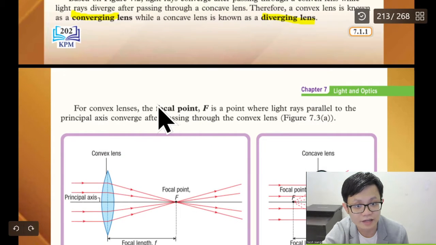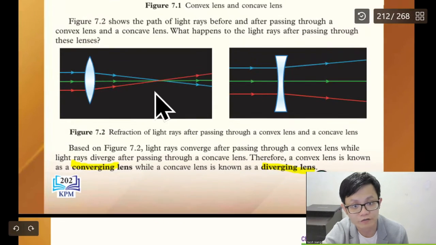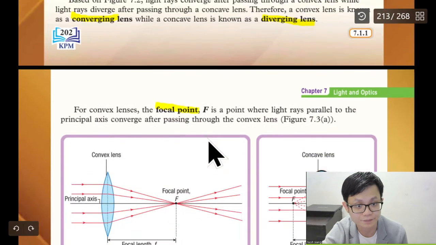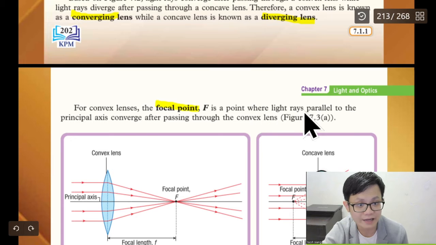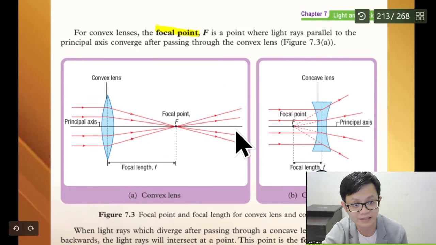So this one is the focal point. What is the focal point? The focal point is a point where light rays parallel to the axis converge after passing through the convex lens. So this is the focal point where the rays are parallel to the principal axis. What is the principal axis? The principal axis is the straight line.